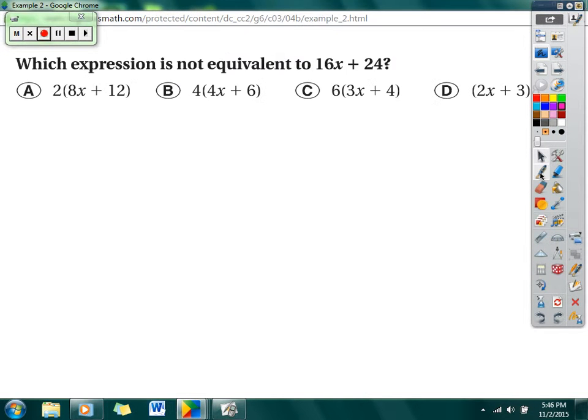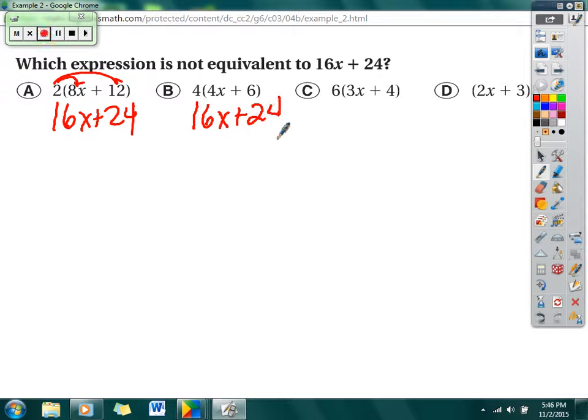Which expression is not equivalent? So let's think about it. 16x plus 24. If I'm going to distribute the 2 to this 8x, that's going to be 16x, plus 2 times 12 will be 24. So we know that that's not the answer. 4 times x is going to be 16x, plus 4 times 6, which is going to be 24. Therefore, that can't be the answer. 6 times 3x is going to be 18x, plus 24. That looks a little different to me.